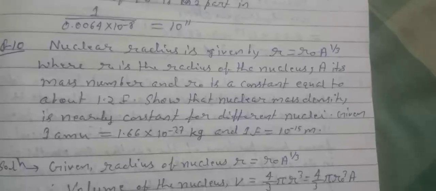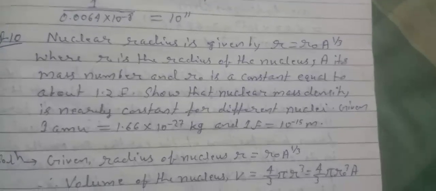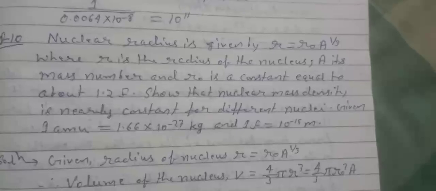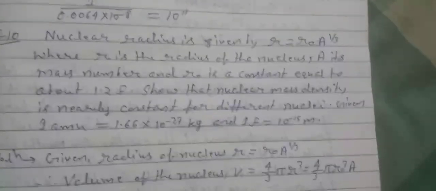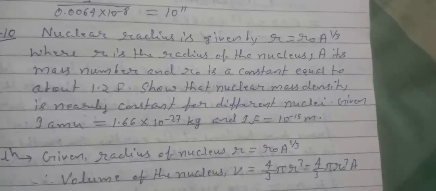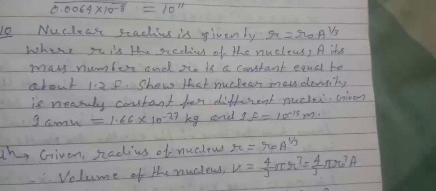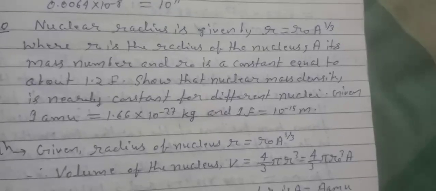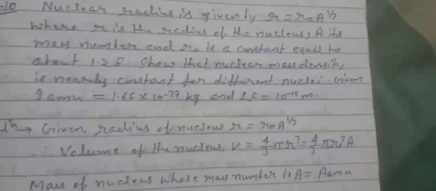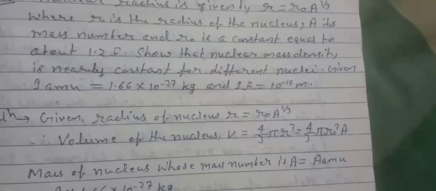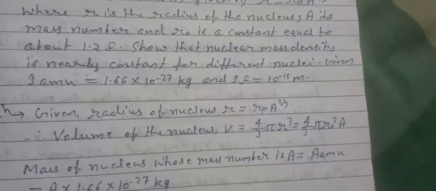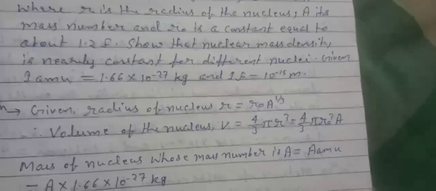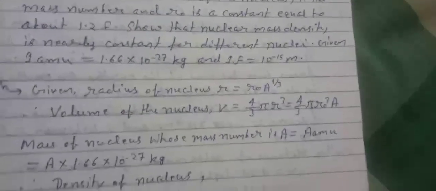Nuclear radius is given by r equals r naught into A to the power 1 by 3, where r is the radius of the nucleus, A its mass number, and r naught is a constant equal to about 1.2 fermi, so that nuclear mass density is nearly constant for different nuclei. Given 1 amu equals 1.66 into 10 to the power minus 27 kg and 1 fermi equals 10 to the power minus 15 meter.